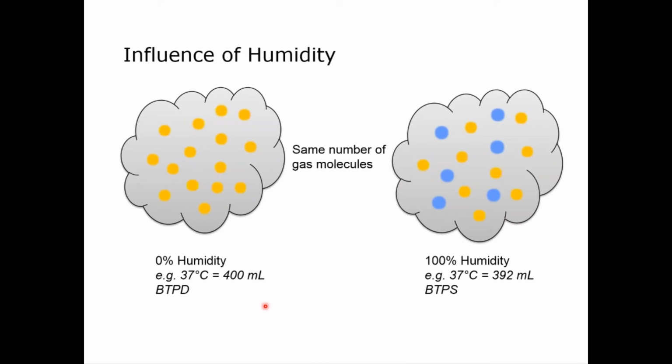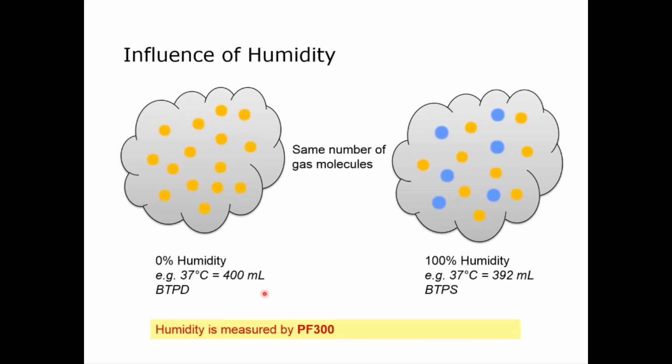Same goes for humidity. Humidity has an effect. A dry gas at body temperature, maybe 400 milliliters. A humid gas at the same temperature, maybe less, or not maybe, it will be less. This is the same difference like when you have the wrong gas standard set. If you have a body temperature dry, instead of a body temperature saturated, you will make a certain error.